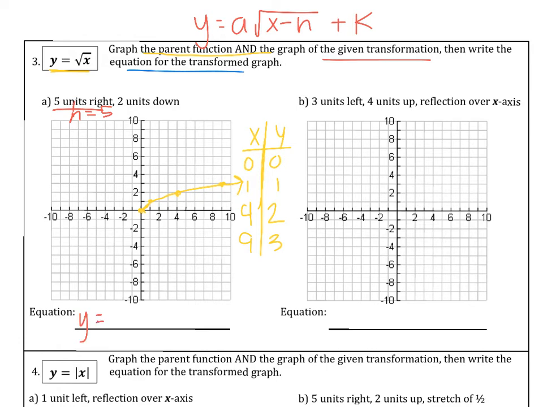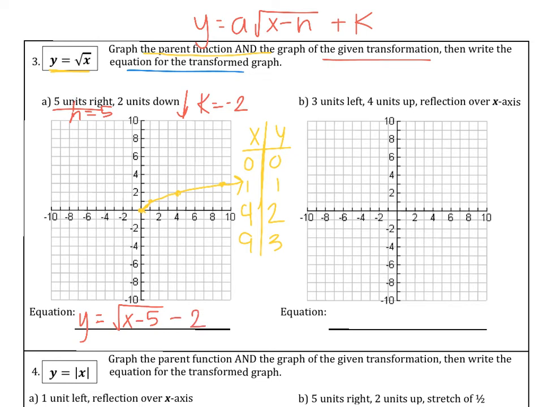So when I put that into my equation, there's no stretch or compression, so I don't need to change the value of a, which is 1. I will write x minus my h value of positive 5, so x minus 5. And then this shift 2 down means k equals negative 2. So that will be negative 2 on the outside of the square root.